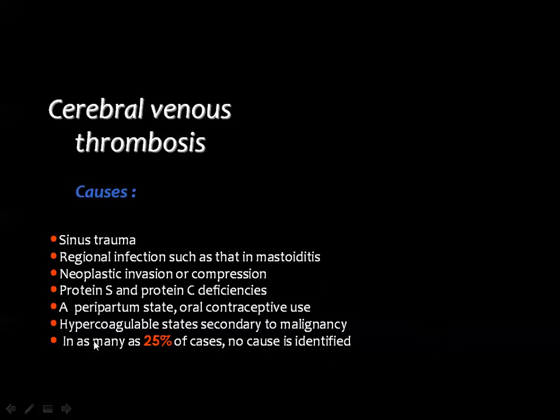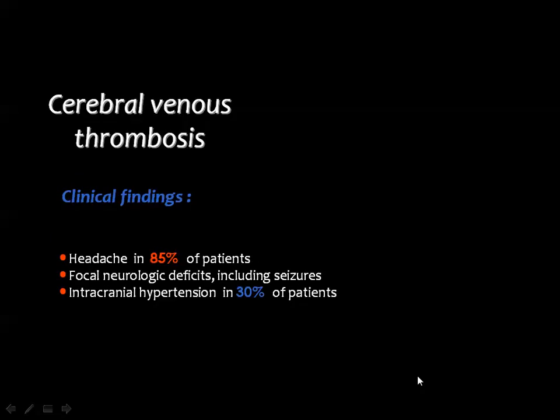This is due to the hypercoagulable state secondary seen sometimes during pregnancy and also the hypercoagulable state secondary to malignancy. And sometimes you cannot see a definite cause in the clinical history of the patient with cerebral venous thrombosis.